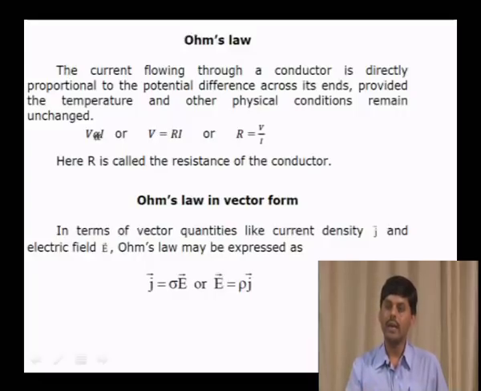Ohm's law we can also write in vector form, that is, J vector is equal to sigma into E vector. Or else, if you write in terms of electric field, E vector is equal to rho into J vector.